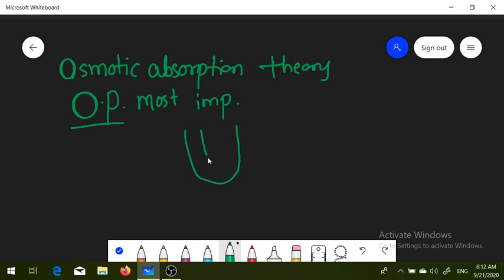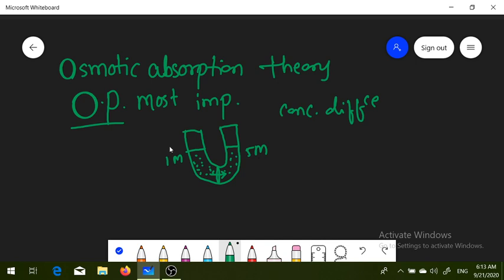Okay, so this movement is through the semi-permeable membrane, and the factor responsible for the movement is the concentration difference. That means it is a 1 molar solution and a 5 molar solution. So here the water is more and the solutes are less. Here the water is less and the solutes are high. And through the semi-permeable membrane, water moves from the low concentrated solution to the high concentrated solution. So it is known as the osmotic potential or osmotic pressure.